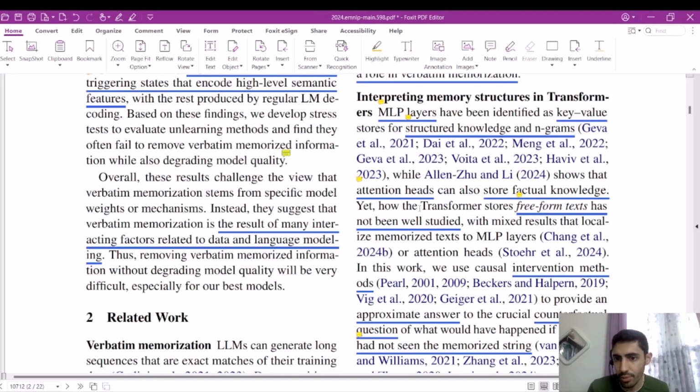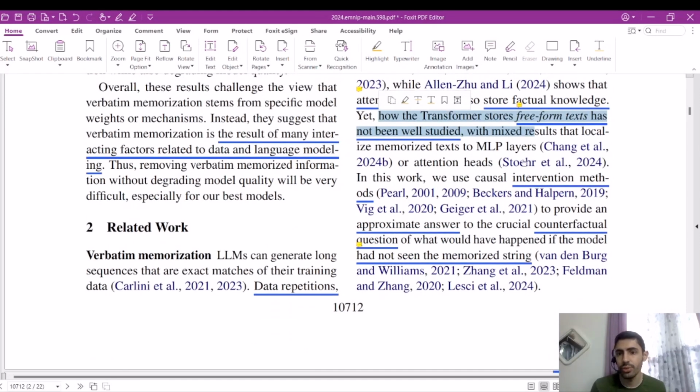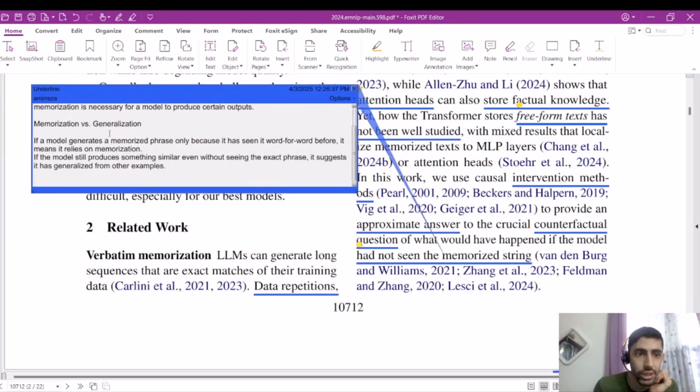It said that how the transformer stores this freeform text hasn't been well studied, with mixed results that localized memorized text to the MLP layer or attention head. In this work, we use a causal intervention method. They use the intervention method to provide an approximate answer to a crucial counterfactual question: what would have happened if the model hadn't seen the memorized string? This is a very interesting part, and I provide again a note for it.